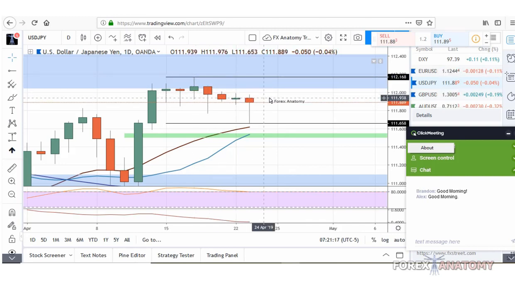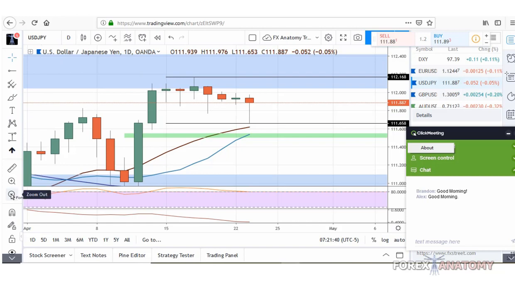But until tomorrow, until after the Bank of Japan announcement, we may get an idea of what they may decide to do, or what the US dollar Japanese yen may do following the release of that monetary policy report. So yeah, that's pretty much what I was going to share for the US dollar versus Japanese yen.